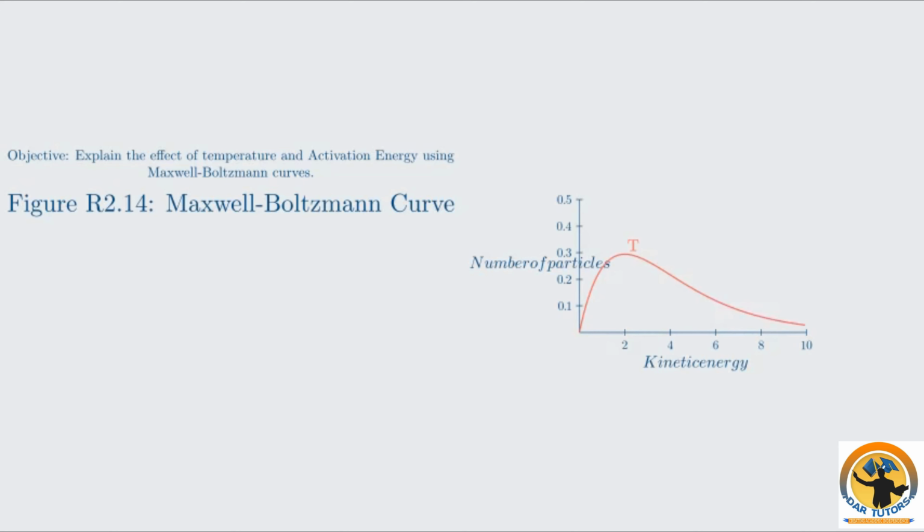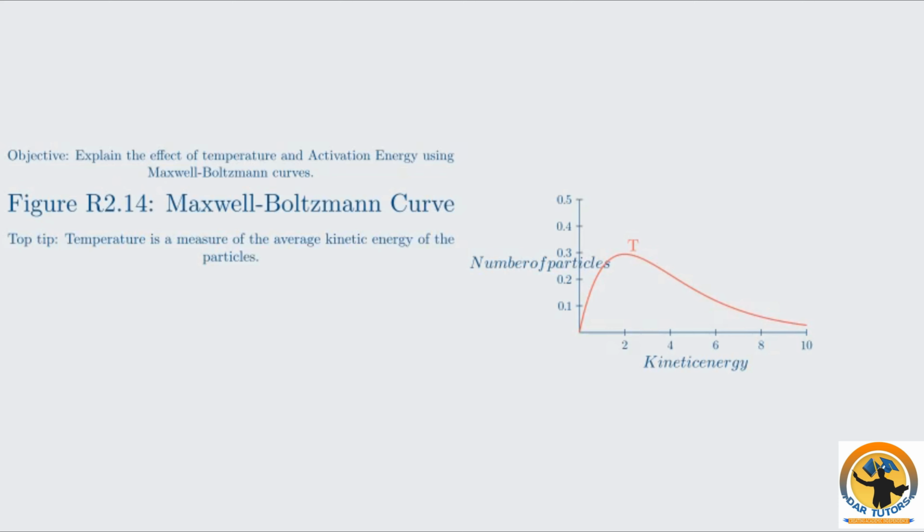Our objective is to use Maxwell-Boltzmann curves to explain how temperature and activation energy affect reaction rate. We use a Maxwell-Boltzmann energy distribution curve. This graph shows the distribution of kinetic energies among molecules in a sample. The y-axis is the number of particles, and the x-axis is their kinetic energy.